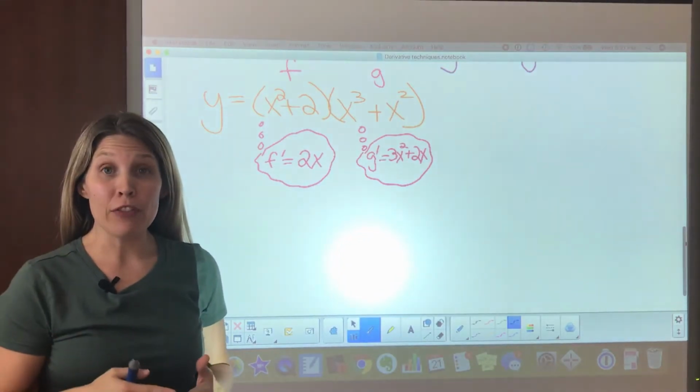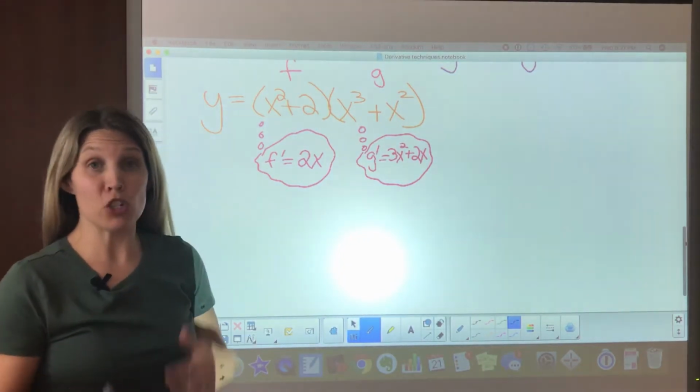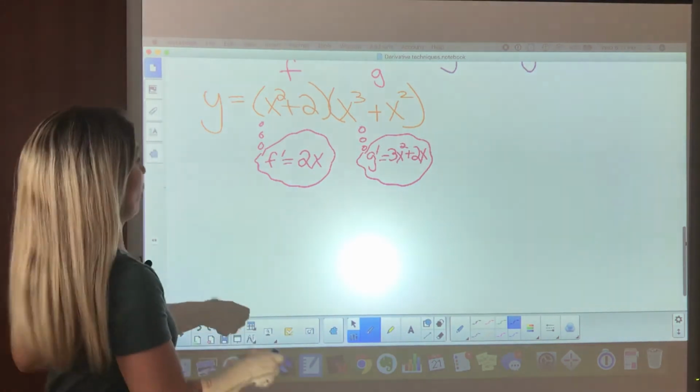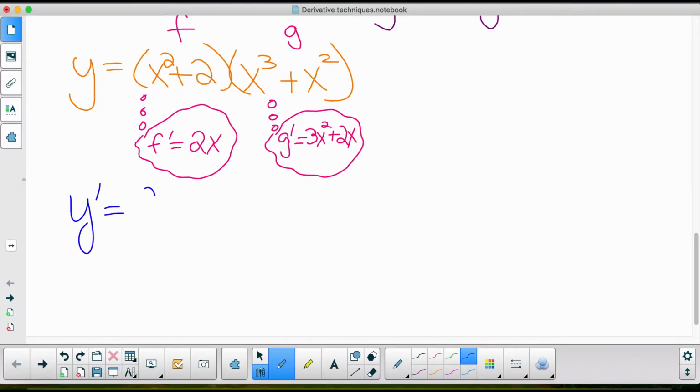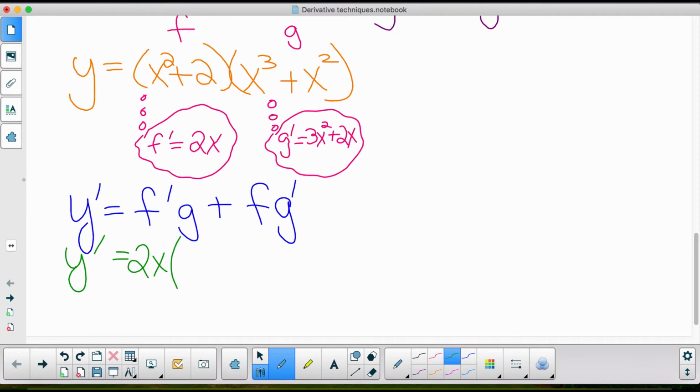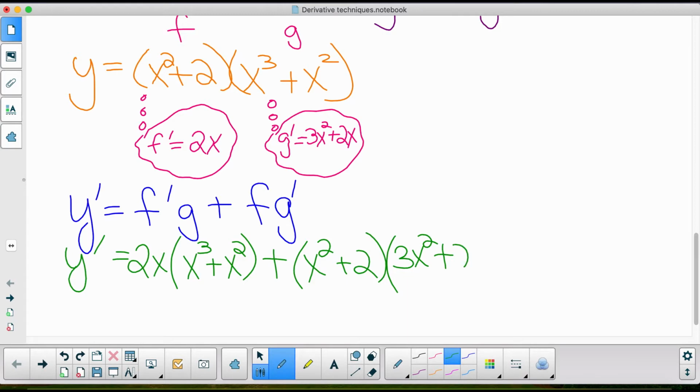Now that I have my f and g labeled and my f prime and g prime labeled, all I have to do is plug it into the equation. y prime equals f prime g plus f g prime. So my f prime here was 2x, and my g, I'm just copying it as it is, x cubed plus x squared, plus my f function, x squared plus 2 times g prime, 3x squared plus 2x.